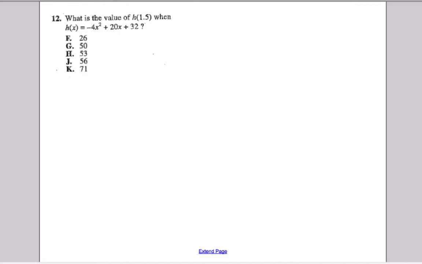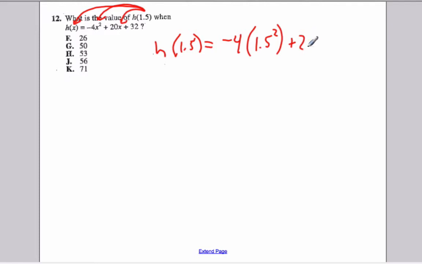This is a simple function problem. It looks harder than what it is. It's simply saying h of x, this 1.5 has to take the place of that x. That means this 1.5 has to take place of wherever you see x in the equation. So h of 1.5 is equal to minus 4 times 1.5 squared plus 20 times the 1.5 plus 32.